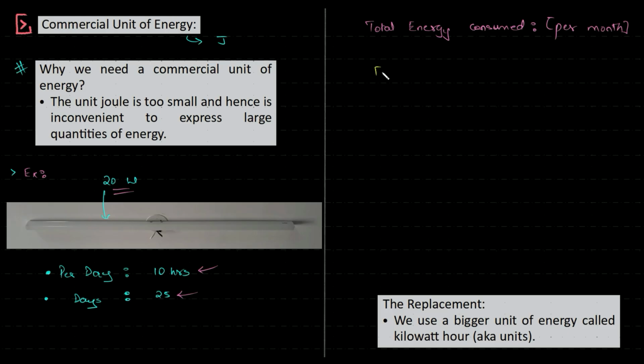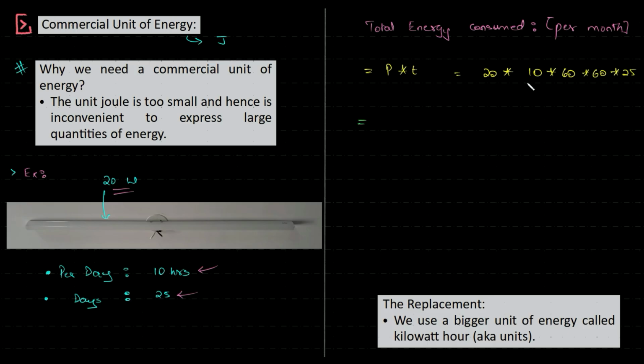The energy is given by power into time. And here the time frame is huge. So power is how much? 20. Time is 10 hours into 60 minutes into 60 seconds for 25 days. That would be your time. Agree? Now let's calculate this.